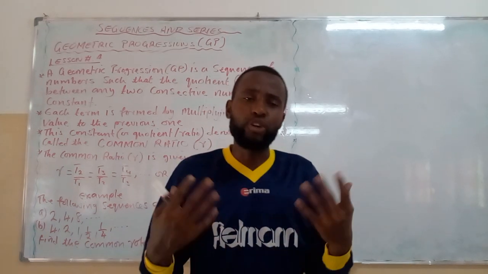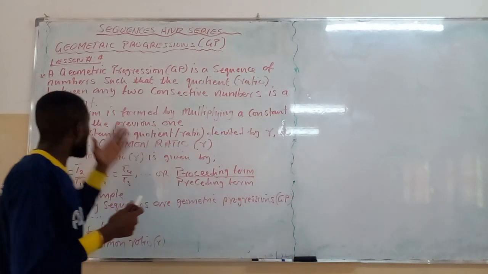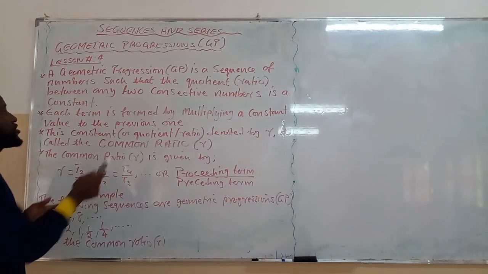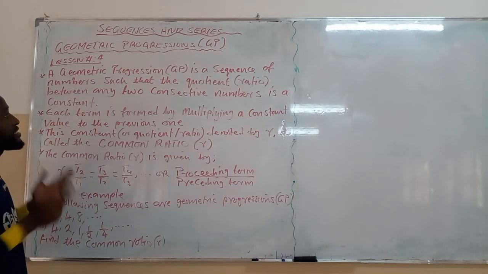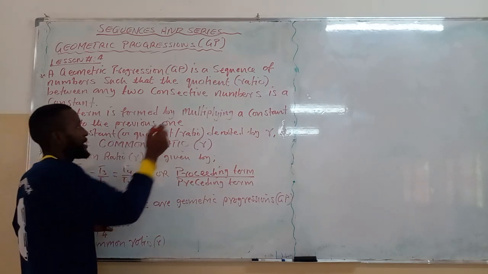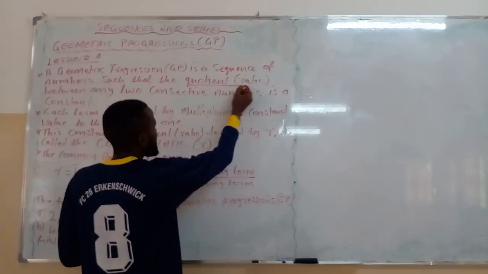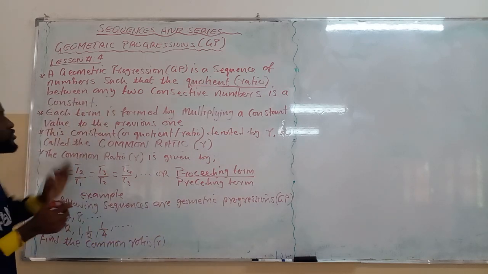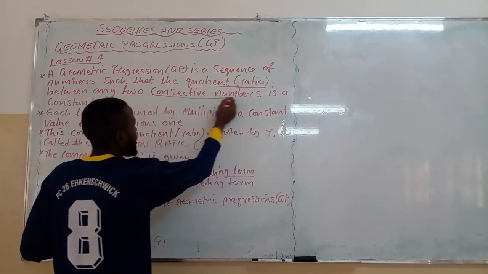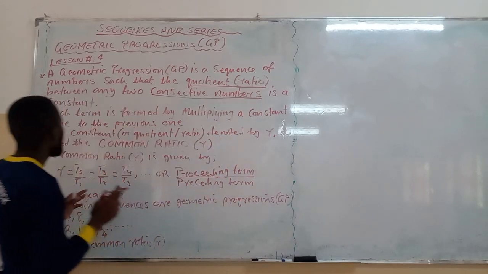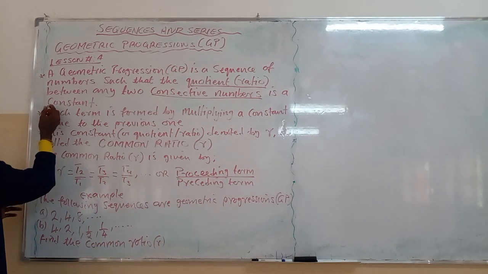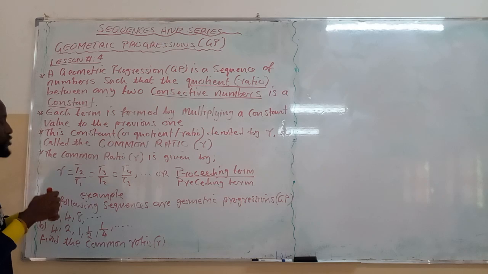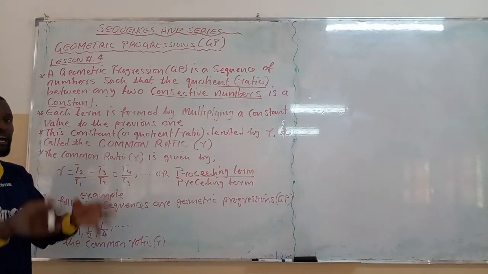But what about the geometric sequence? A geometric sequence, which is GP, is a sequence of numbers such that the quotient, you remember the quotient, here it is the ratio, such that the ratio between any two consecutive numbers is a constant. Now, this constant is a number.